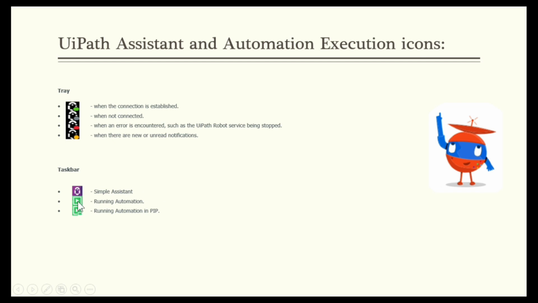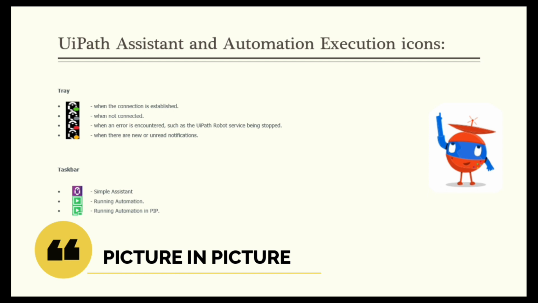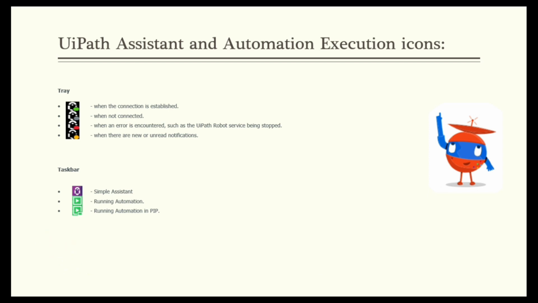When we run our job, when we run the automation, we get this logo, which shows that your automation is running. Now if you see the third one, this logo we get when we run our automation in PIP mode. What is PIP? The full form of PIP is picture in picture. You will also learn about picture in picture in detail in upcoming videos. We'll cover each and everything in detail for UiPath Assistant.